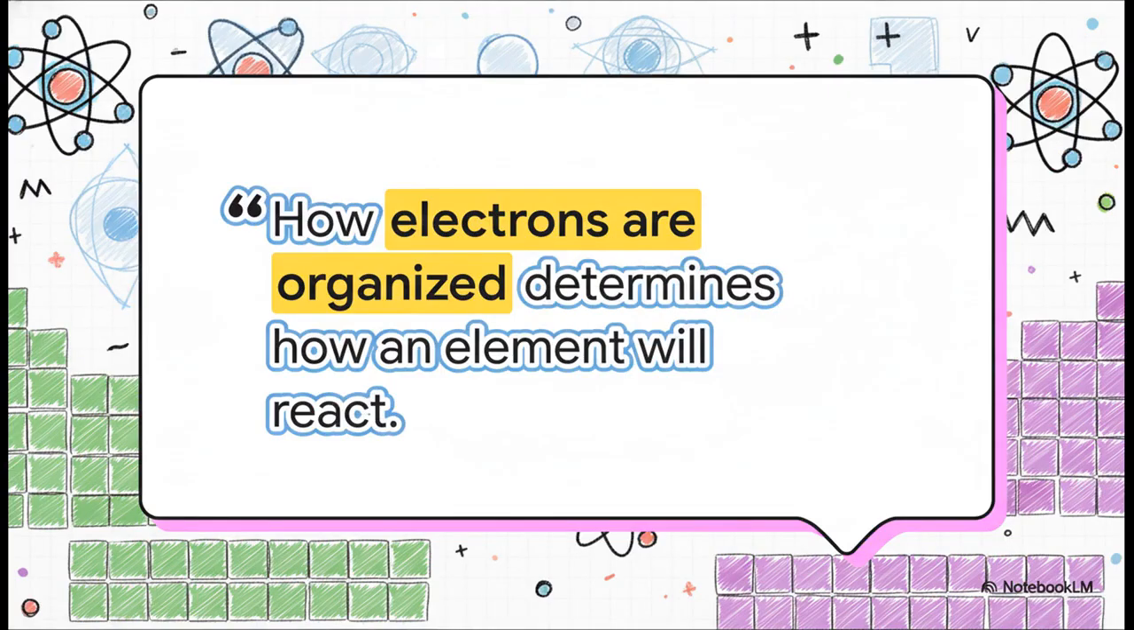So why do we care about this weird electron hotel and its rules? Because of this one central idea. This is the key to all of chemistry. The personality of an element, how it behaves, who it bonds with, whether it's reactive or stable, is completely decided by how its outermost electrons are organized. That's it. That's the whole game.